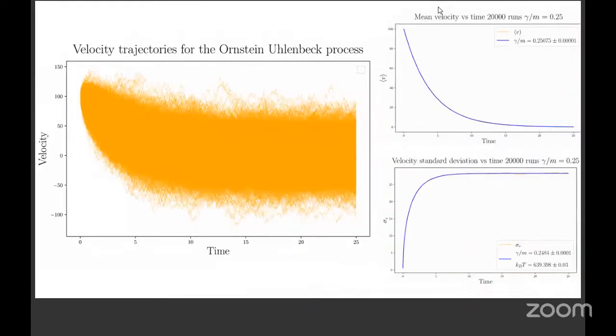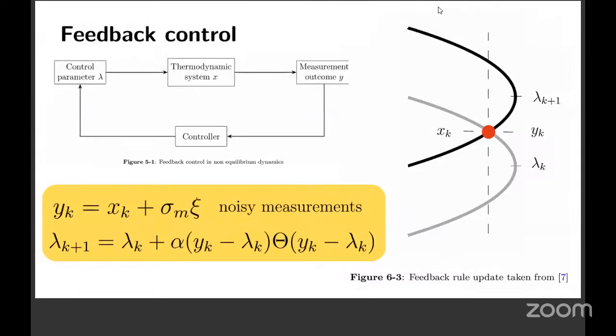And also we have the Ornstein-Uhlenbeck process, where the mean velocity goes to 0 exponentially, and the standard deviation goes to a constant value, also exponentially. Now, I want to control that particle in a very clever way, and that is with some feedback control or protocol. Suppose that you have your thermodynamic system, and your variable of interest is the vertical position of the particle, which I will call x.